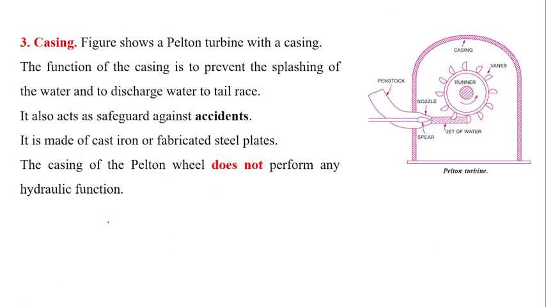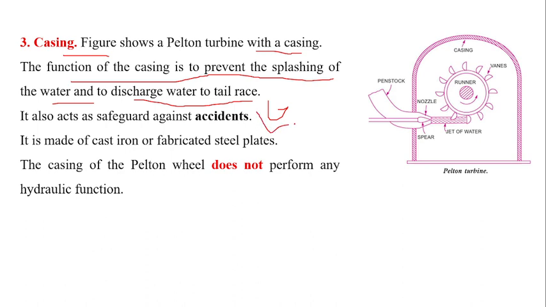Next, the casing. The figure shows a Pelton turbine casing. The function of the casing is to prevent the splashing of water and discharge water to the tail race, and it acts as a safeguard against accidents. It is made of cast iron or fabricated steel plates. The casing of the Pelton wheel does not perform any hydraulic function. It is not involved in the process of the turbine.